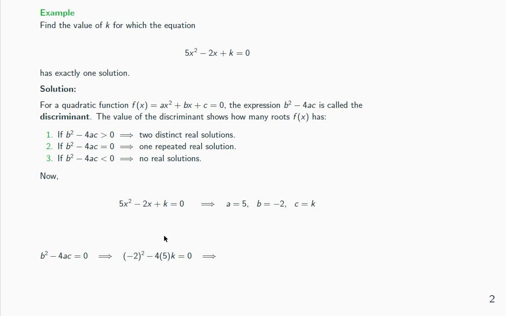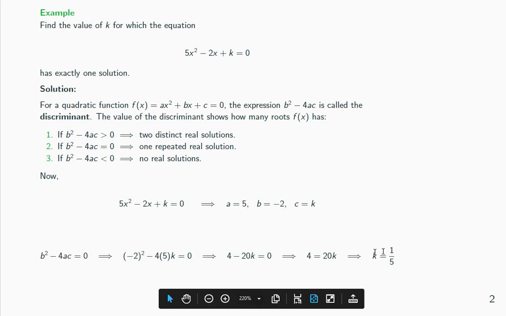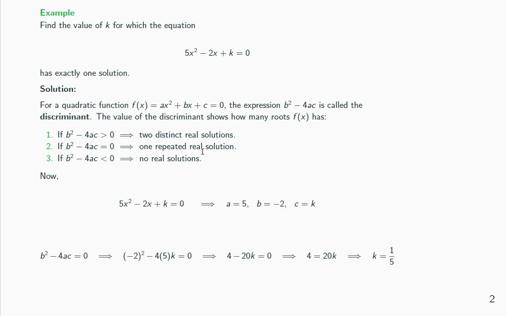Now simplifying, we get 4 take away 20k equals 0. And then solving this very simple linear equation for k, we get that 4 equals 20k, which implies that k equals a fifth. So only if the value of k is a fifth, this quadratic equation will have one solution.